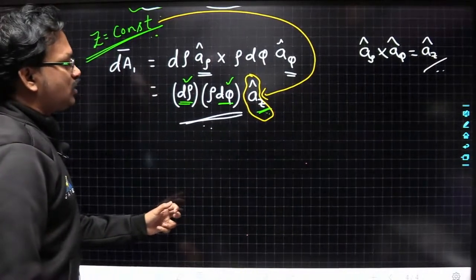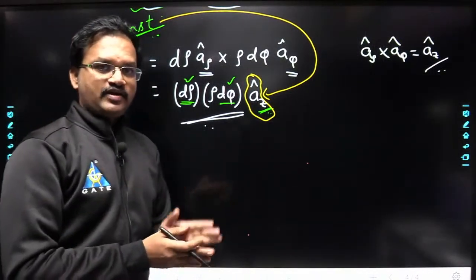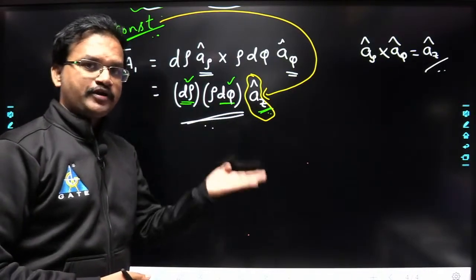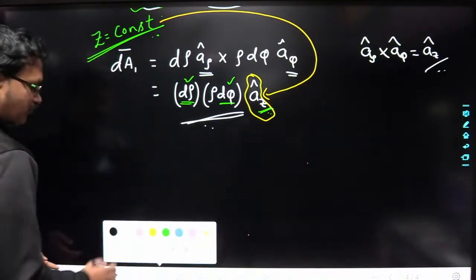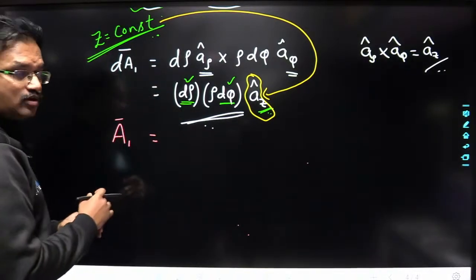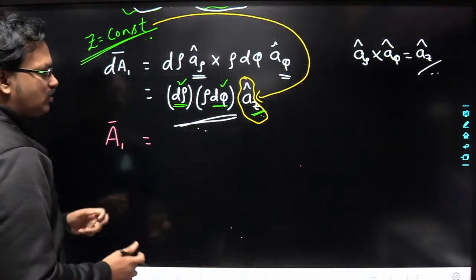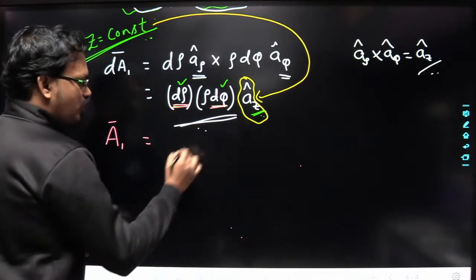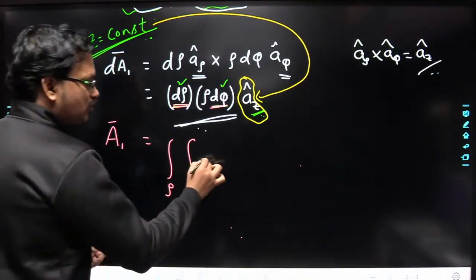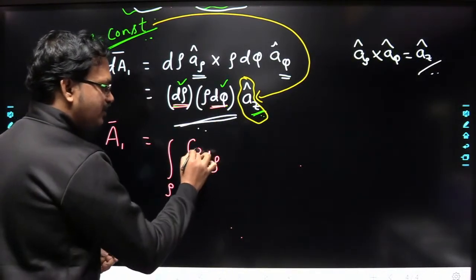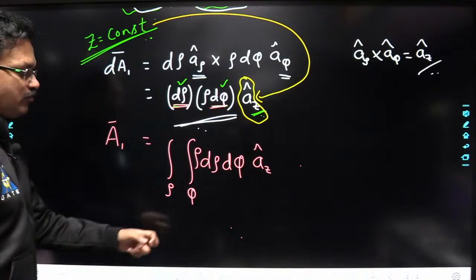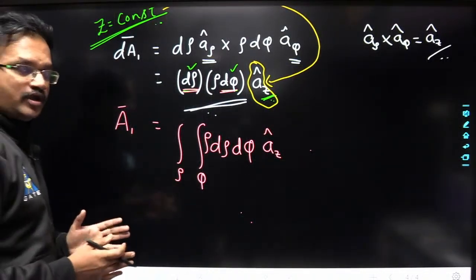So we have visualized what surface area we get by varying rho and phi. Now we try to get it mathematically also. If you want the total surface area, you have to integrate on both sides. The total surface area A1 is equal to what? Here the variables are rho and phi, so you have to integrate with respect to rho and with respect to phi. Understood? So d rho into rho d phi, AZ cap.